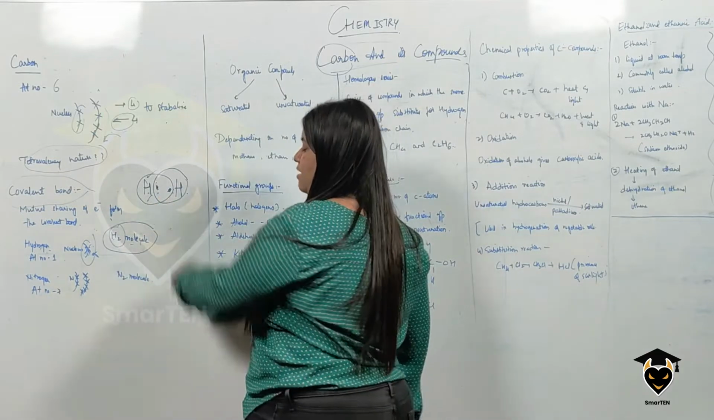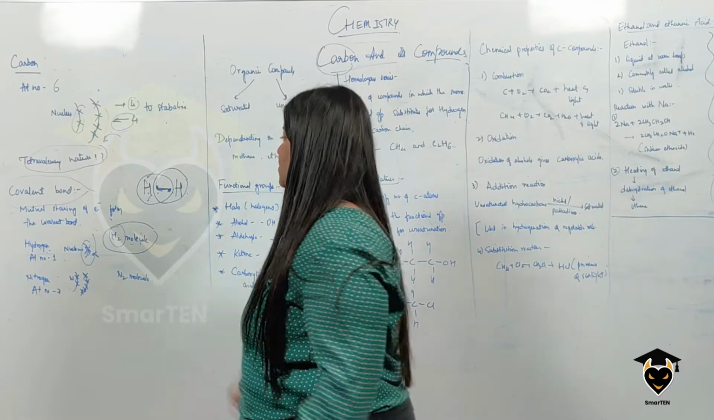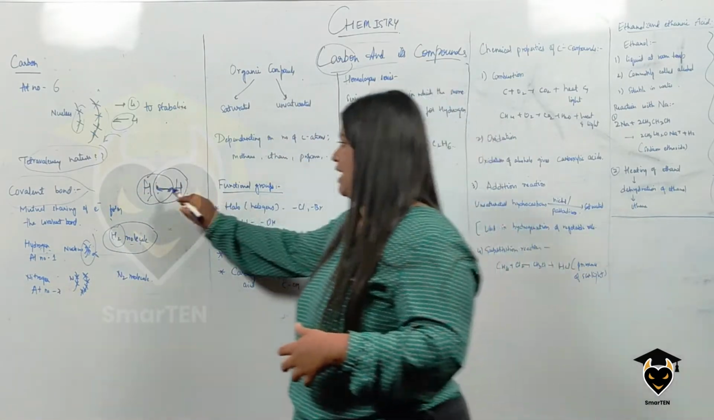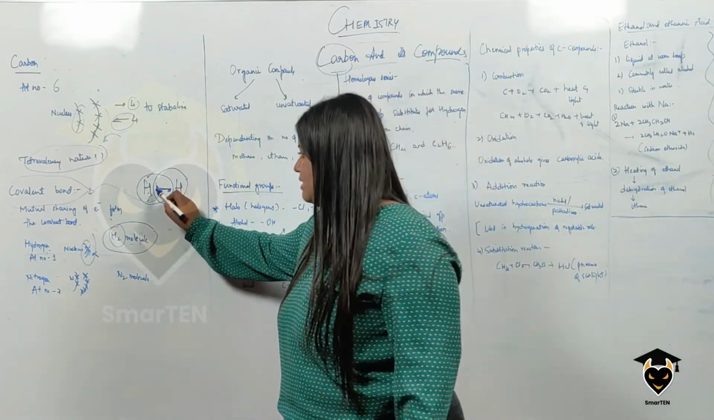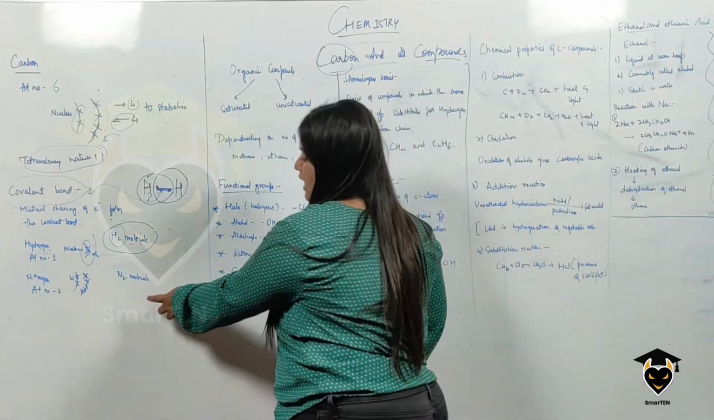So what is happening here? There is mutual sharing of the electron happening. So these kinds of compounds where there is mutual sharing of electrons are referred to as covalent bonds. Now this is a single covalent bond. Let us come to an example of the nitrogen molecule.